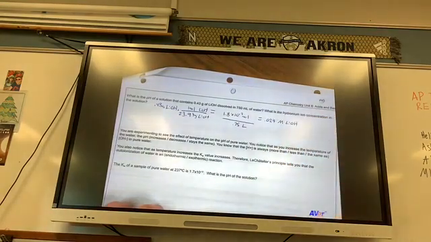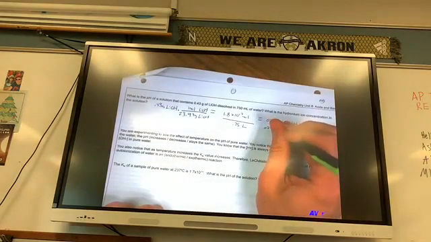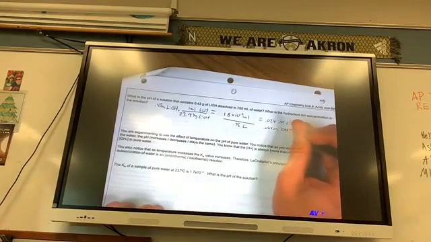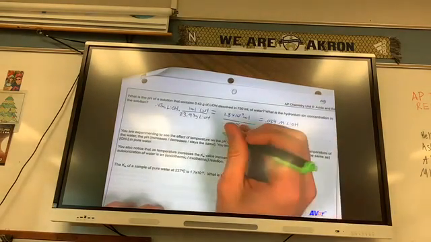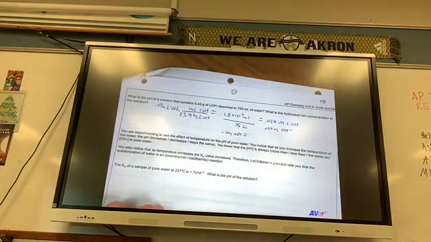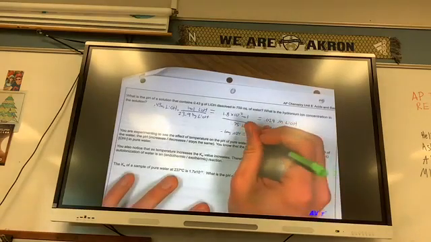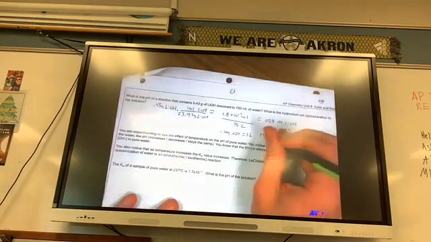LiOH. This is also a strong base, correct? Yes, which means I have 0.024 molar what? Hydroxide, OH minus, because it's 1 to 1. So, negative log of 0.024 equals what? 1.6. That's my what? pOH. So pH is going to be 12.4.